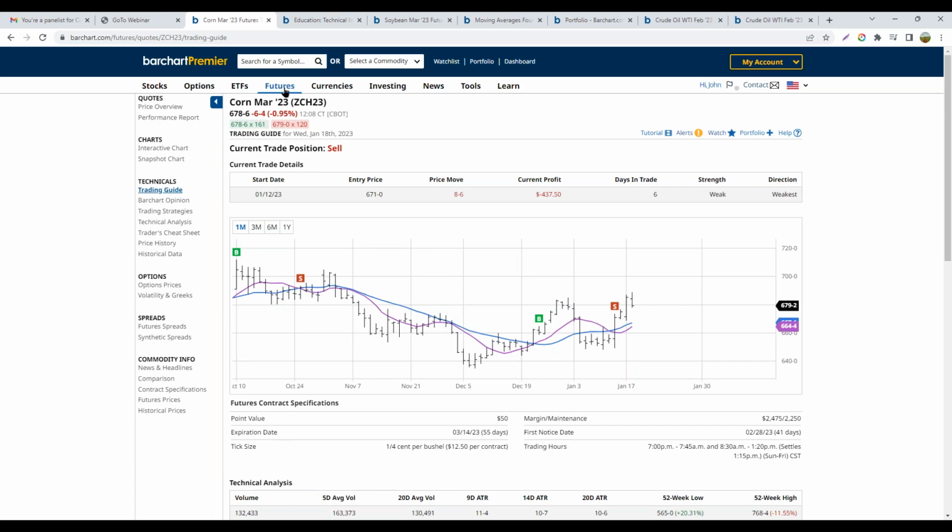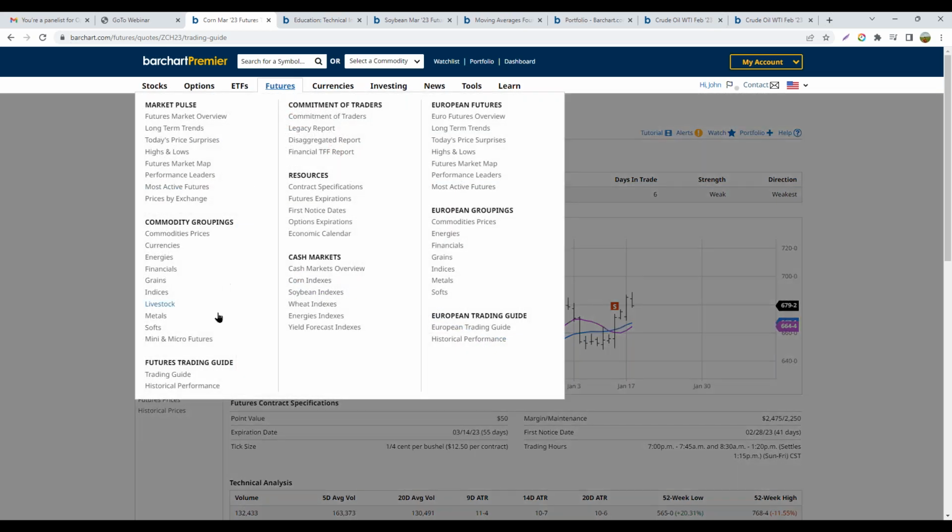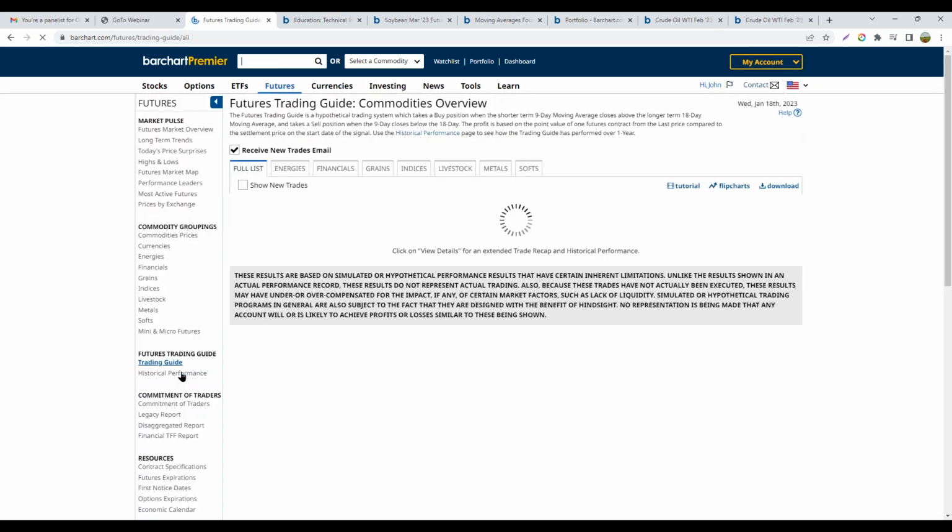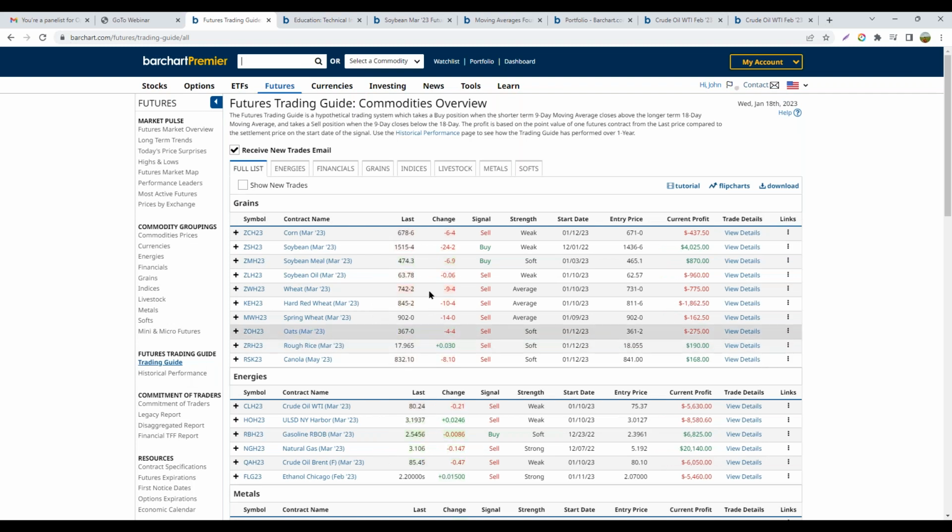Right. So let's look at a futures trading guide trade that is in a trending market so we can get a little bit more sense of what we want to do. I've picked soybeans here, and you can see that this trade was established on December 1st. Currently, it's a buy signal, meaning we want to be long, and here was our entry price, 14.36 and 6/8. And that trade is now up about $4,000.